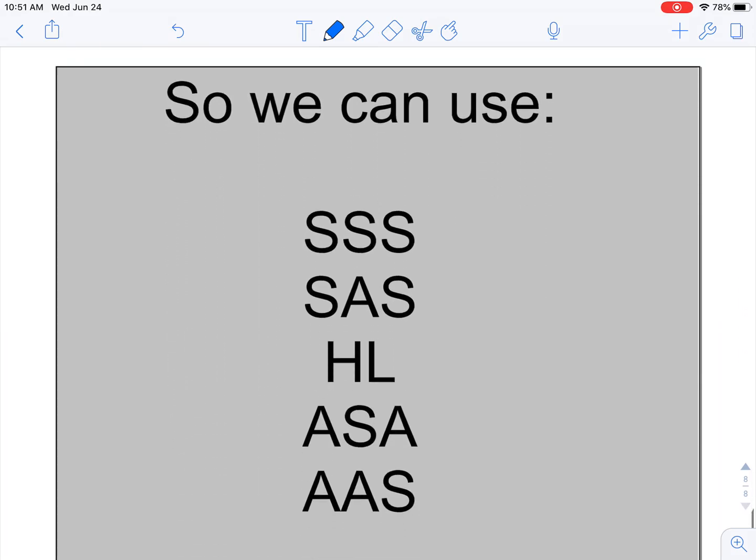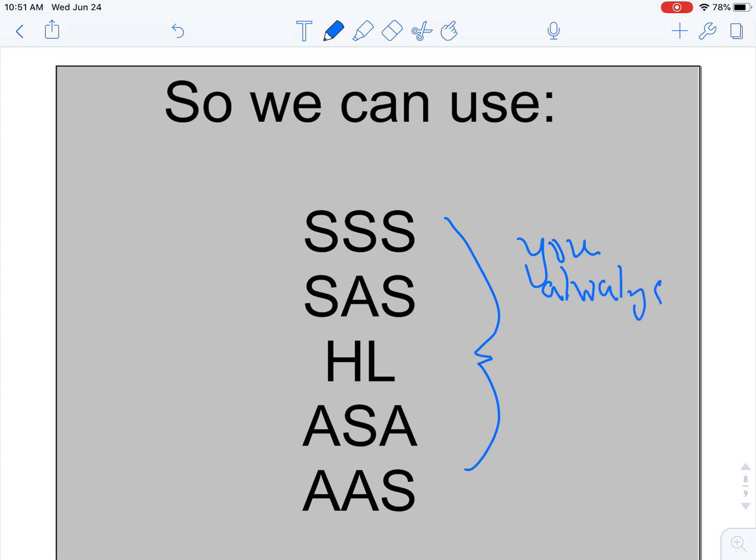All right, so these are the ones that we can use. We can use side, side, side; side, angle, side; hypotenuse, leg; angle, side, angle; and angle, angle, side. Those are the five. And notice you always need at least one side. So keep that in mind.